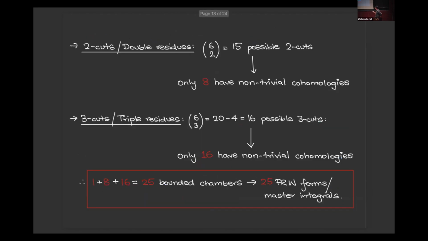So similarly, we can classify all such 2 cuts. There are 15 such 2 cuts, out of which only 8 have non-trivial cohomologies, and there are 16 possible 3 cuts having non-trivial cohomology. So all in all, we have 25 bounded chambers, and naively, we should associate 25 FRW forms for our DEQ basis.